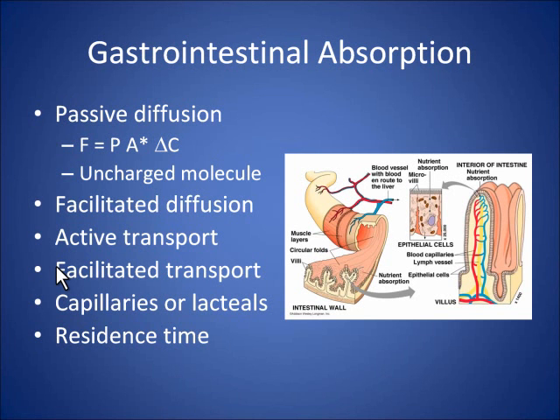Active transport also requires a transmembrane protein, but can move a xenobiotic against its electrochemical gradient. This transport process requires the input of energy from ATP.